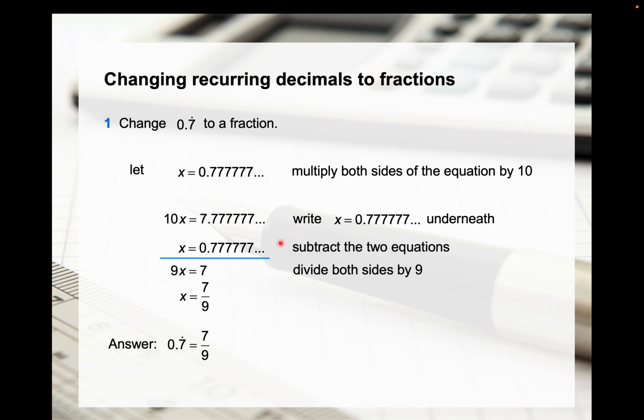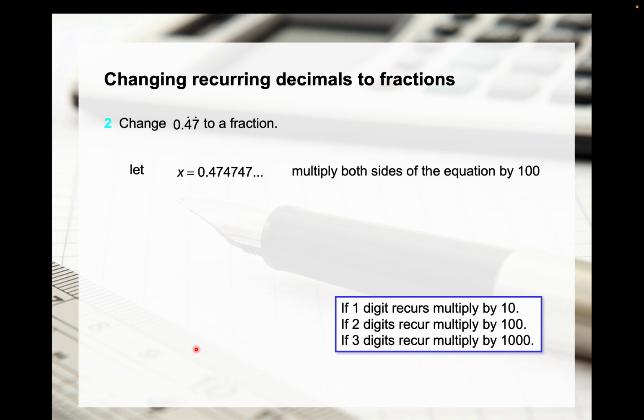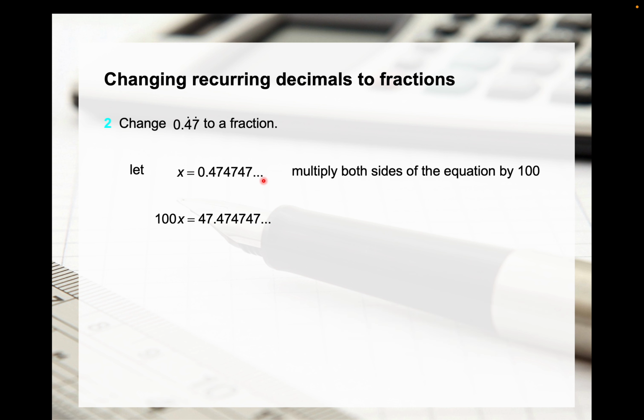So this is the process of how we change recurring decimals into a fraction. Let's do one more with 2 digits. As we just said, if it is 2 digits, we multiply by 100. So let x equal 0.4747. You multiply by 100, so 100x equals 47.47. Then write x beneath that.